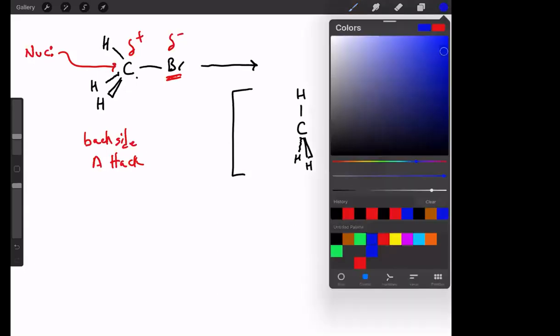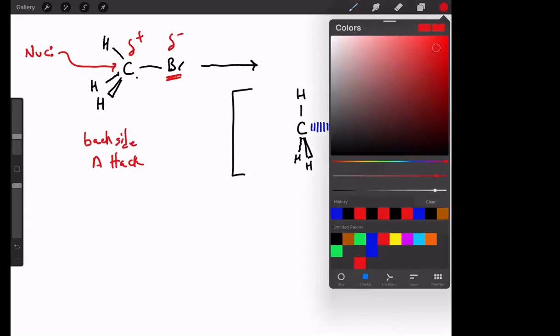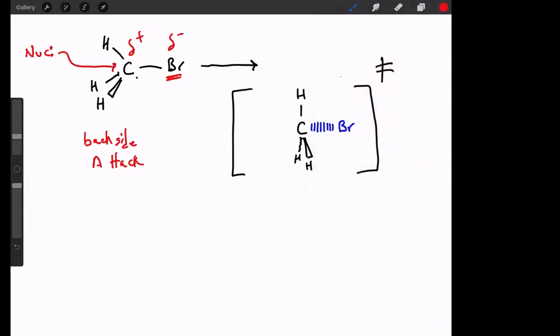But what bonds do break? The bond to the bromine has to be coming off. So I'm going to draw it with some dashes to represent that it's a partial bond. The same thing is going on with the bond to the nucleophile. It's starting to form. So I'm going to represent that with a partial bond with some dashes as well.